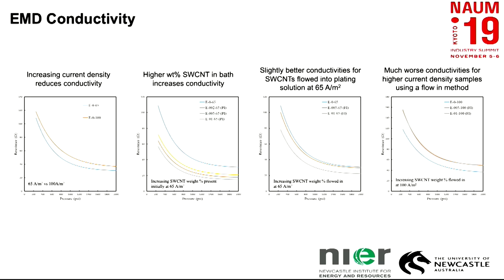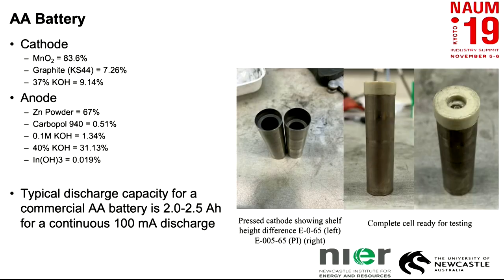and that the flow-in method that can be used is also not so great. So we need to actually have the carbon nanotubes in the plating bath solution from the start. We've looked at the performance of these materials. Some of our test vehicles that we use for testing the behavior of these systems and outcome electrolytes. One thing that I will draw your attention to here is the ability to actually include more active material into the cathode in the electrode.